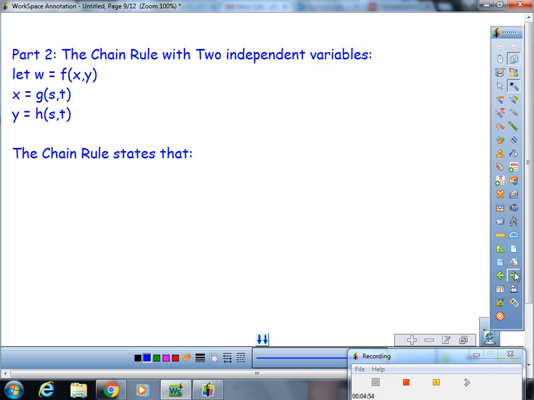Okay, so now it gets more complicated. Now you've got W is a function of x and y, but x itself is a multivariable function. And so is y. Okay? So this one says, okay, first of all, there's just going to be two different ones. So this actually isn't any more work. It's just you have two options. You can find dW/ds. Any guesses on what that's going to be?